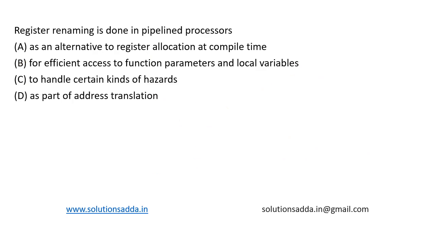This is a question from computer organization. Register renaming is done in pipeline process and four options are given. Register renaming is done to eliminate write after read and write after write dependency between instructions which cause pipeline stalls.